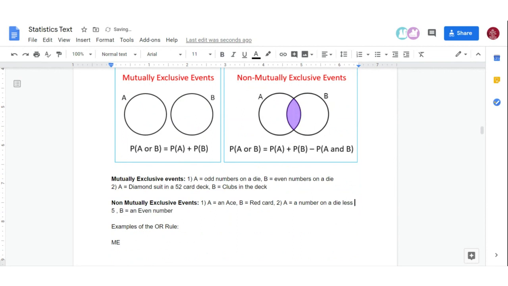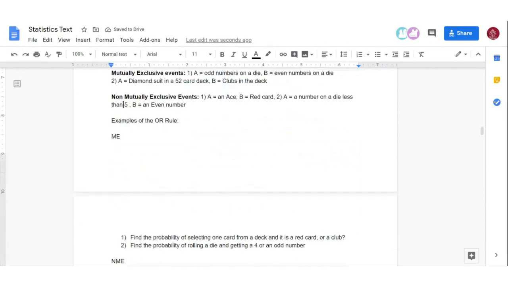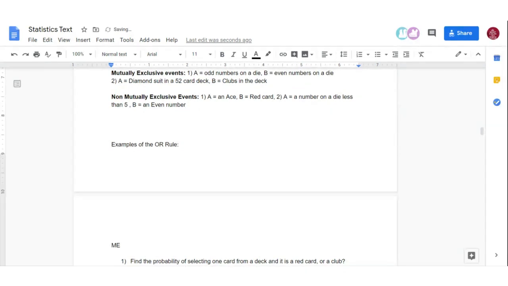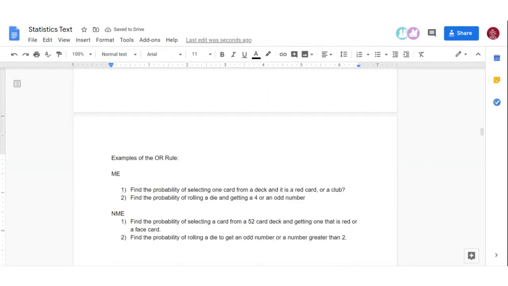All right. So let's look at some examples of the OR rule. We'll look at a couple for mutually exclusive, and that's what that means. It just means mutually exclusive. And then not mutually exclusive. So when you've got mutually exclusive events, you simply find the two probabilities and add them up. All right, find the probability of selecting one card from a deck, and it is a red card or a club.